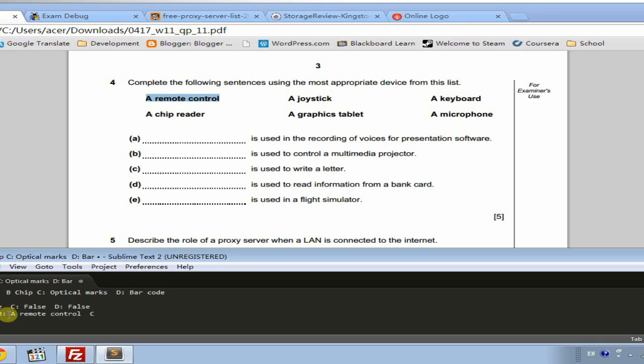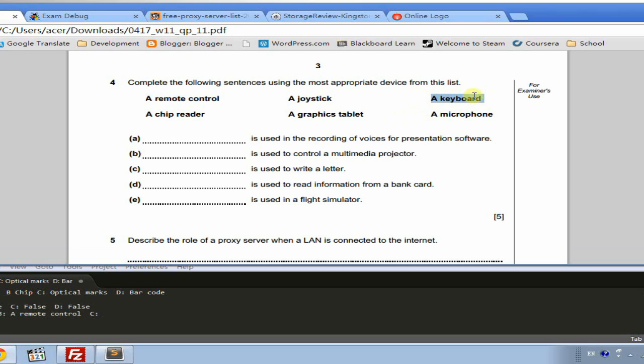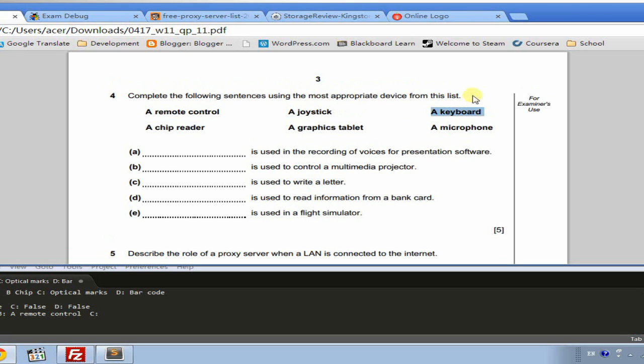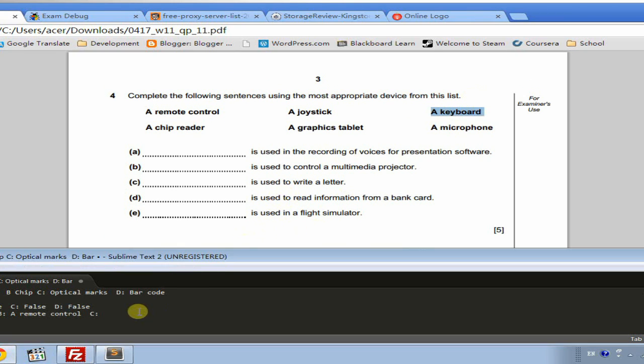C is used to write a letter. Again, we just have to look through our list here. In this case, what do we use for typing? Feasibly a graphics tablet, but obviously keyboard is the most sensible answer. So that's one thing you've got to watch out for throughout the test. You're not just picking a right answer, you're picking the best right answer as well.